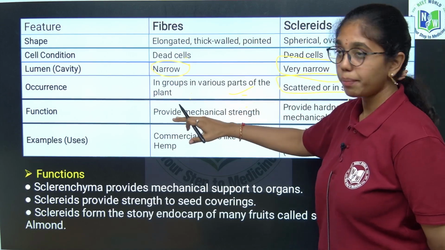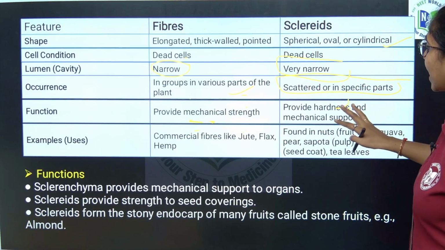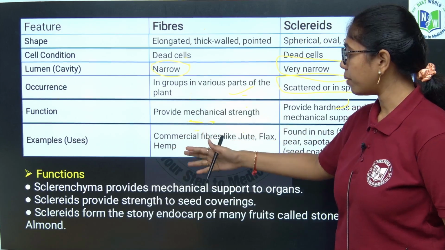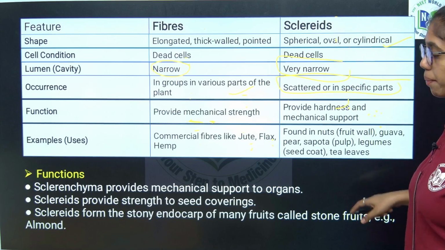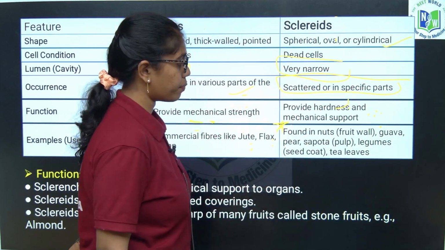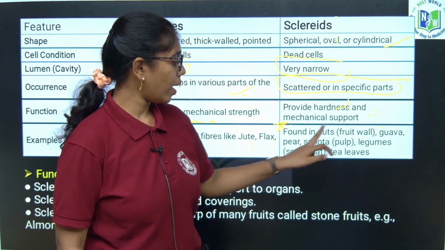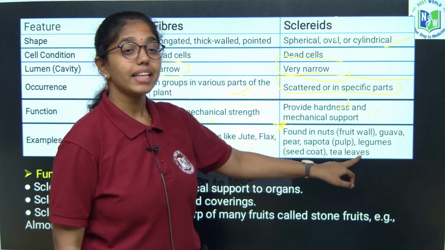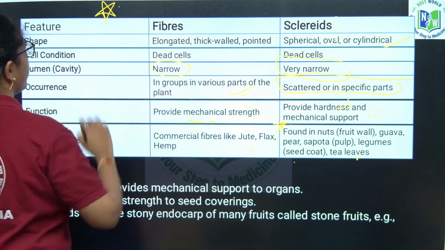Function: fibers provide mechanical support, hardness and mechanical support. What are the examples of fibers? Commercial fibers like jute, flax and hemp. Where are sclerids present? Many times questions are asked on this. They are present in the fruit walls of nuts, pulp of guava, pear and sapota, and they are found in the seed coat of legumes. They are also found in tea leaves. These are the major differences, make a note of it.